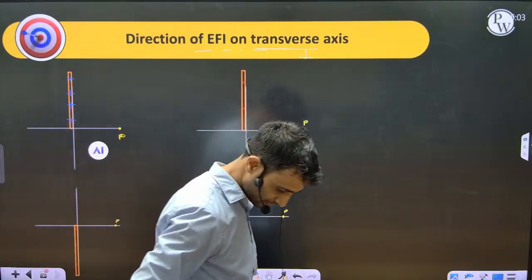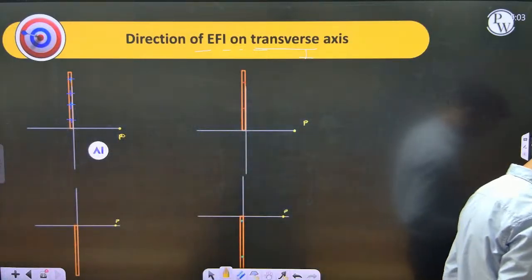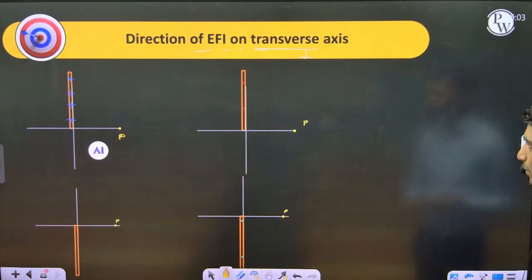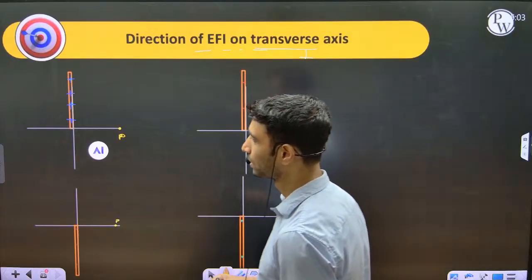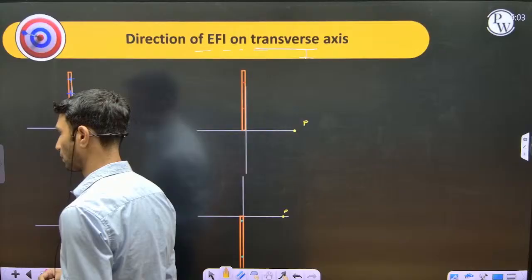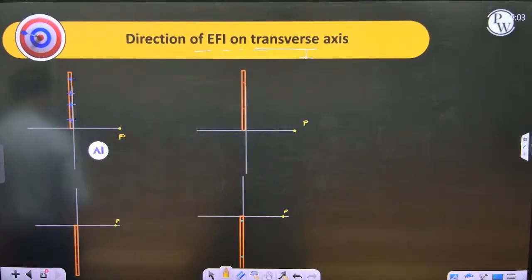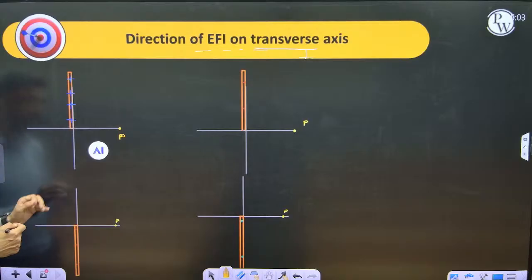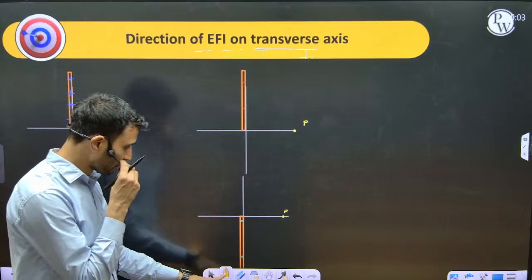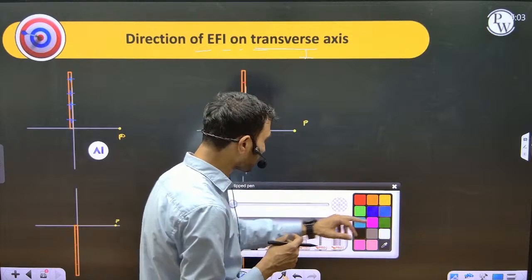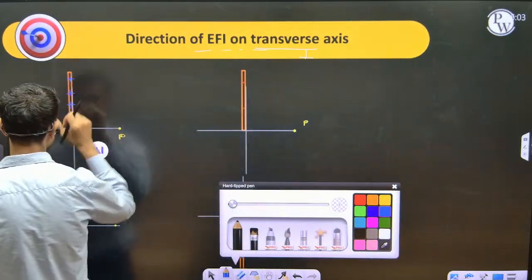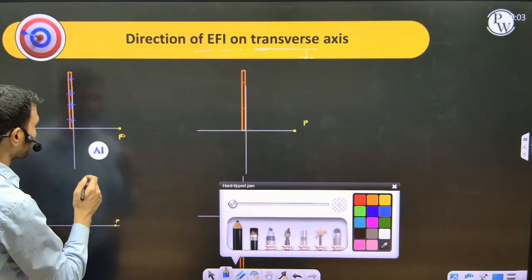I have to find electric field at point P. So let's see how I go about it. Direction I have to tell, right? And it's a positive charge. So due to positive charge, it's a rod. It's a positively charged rod. Because of this, what will be the direction of electric field?